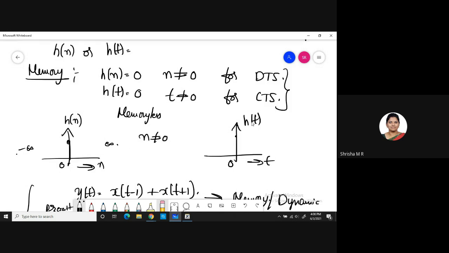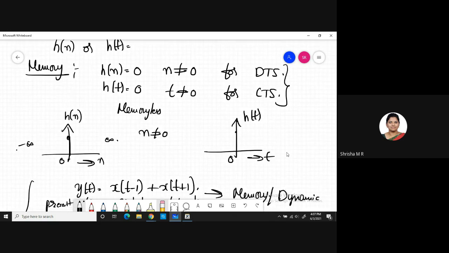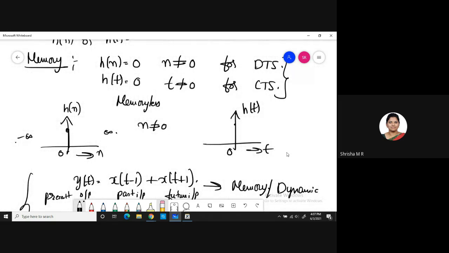Similarly, this is also for continuous time. If you have amplitude only at t is equal to 0, then it's a memoryless system. H of t is equal to 0 for t not equal to 0. If you have any other amplitude values at other time instances other than 0, it's a system with memory. Understood? Is it clear?